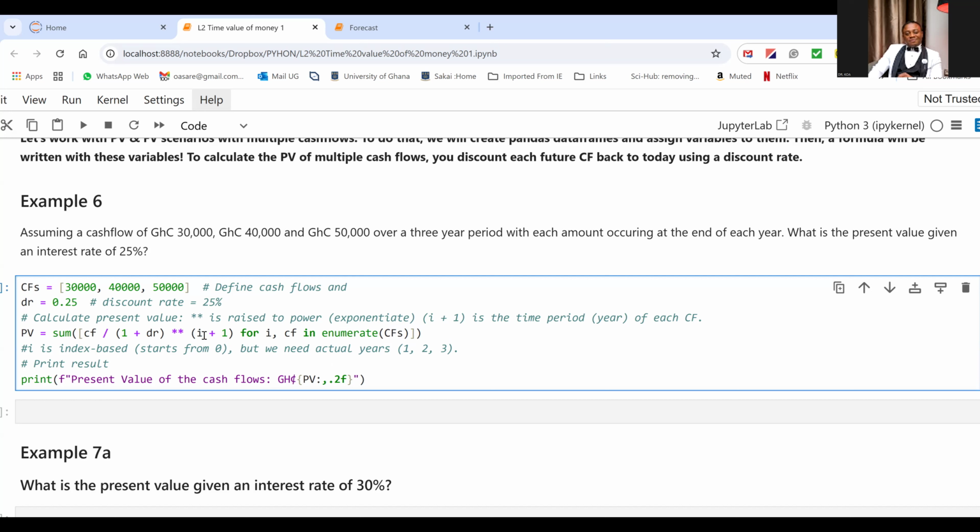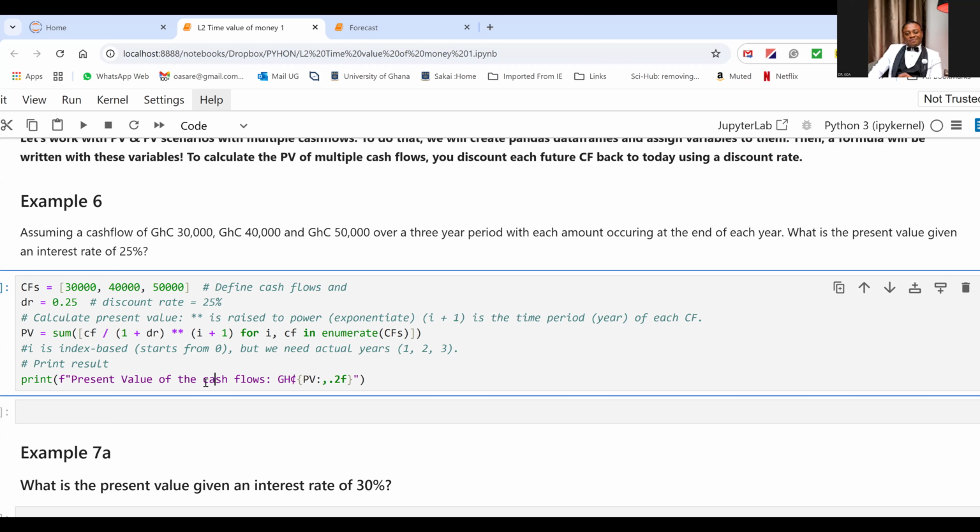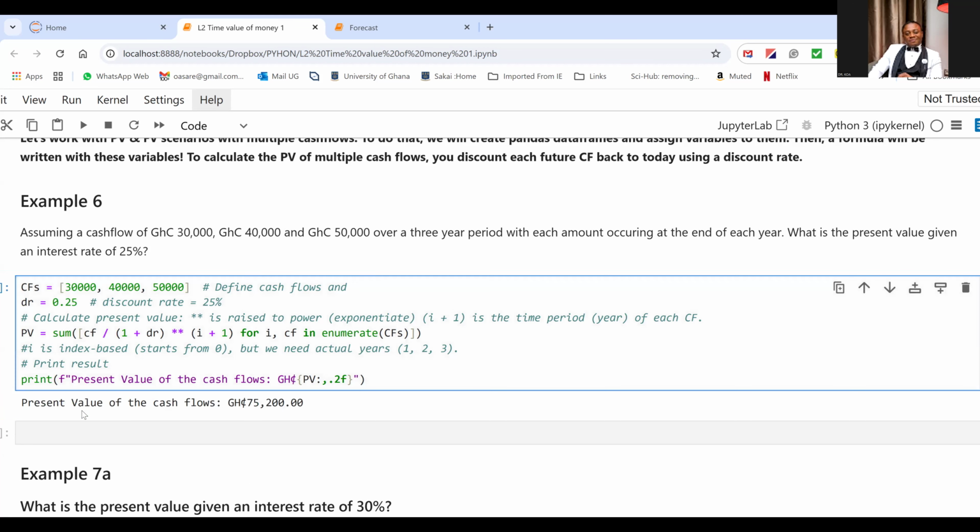And you can see that I've put the i there. The i is index based, so you start from 0, as you know when you are doing exponentiation. But in this case we are going to start from 1, 2, and 3, because there's no period 0 in that regard. So this is how you put all of the cash flows together, and then you can easily print out the result. This result will indicate that the present value of all those cash flows is going to be 75,200.